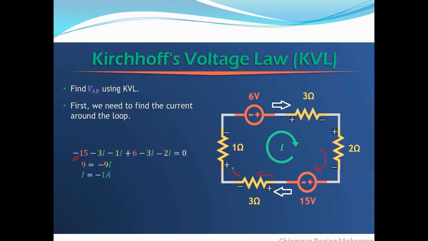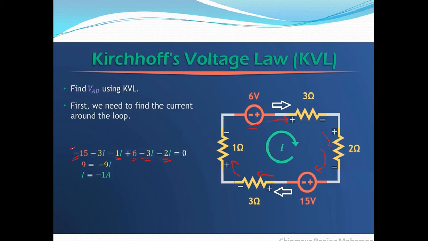And the next one is here, negative to positive means again negative. Clear? 1 into I. Here negative to positive means positive. Clear? That's why 6 volt, positive 6. Next here positive to negative means negative, 3 into I. Next here positive to negative, here also negative, equal to 0.